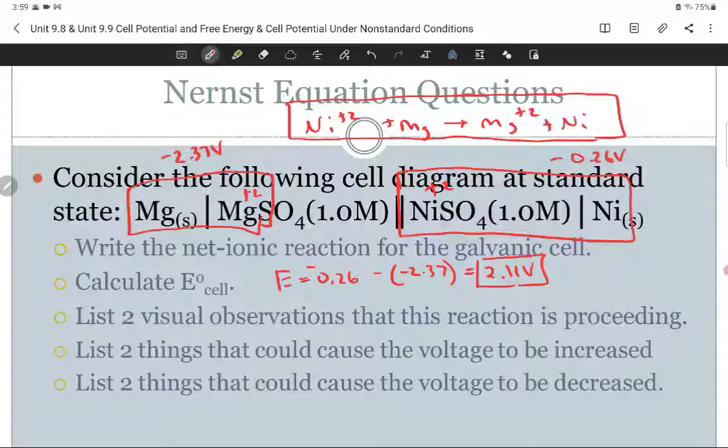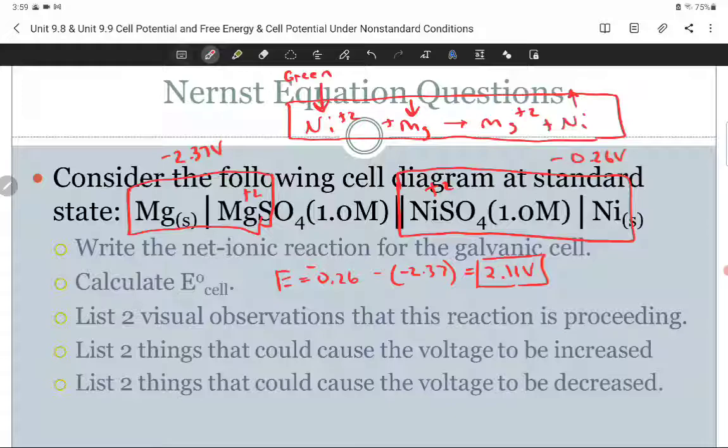Observations. You would be able to see the magnesium metal decrease in mass. You would see the nickel increase in mass. You'd probably have to put this on a balance before you started and after a period of time. And the other thing you could see is nickel ions are green, so over a period of time, that green color would start to fade and fade.